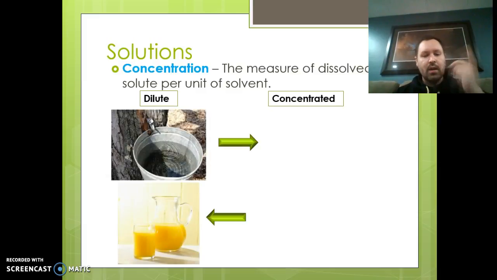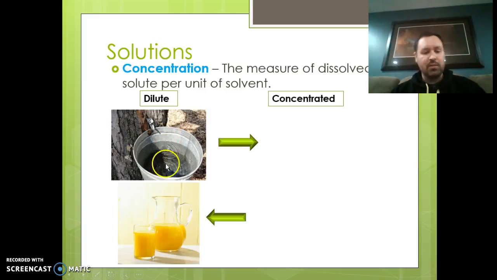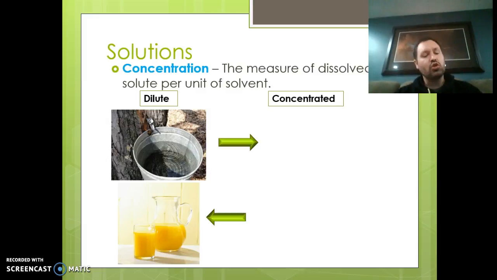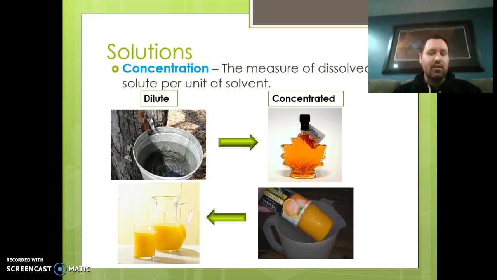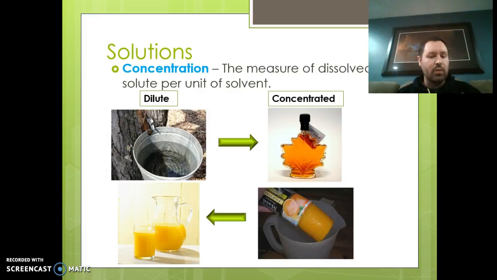Let's take a look. Here we've got some maple sap as well as some orange juice. Both of these things I would consider dilute, which means there's not a whole lot of solute in them, which we had talked about before. That's the thing that's getting dissolved per unit of solvent. Whereas, if we want them to be concentrated, what we need to do is remove some of the solvent. So there would be a lot higher concentration of solute.